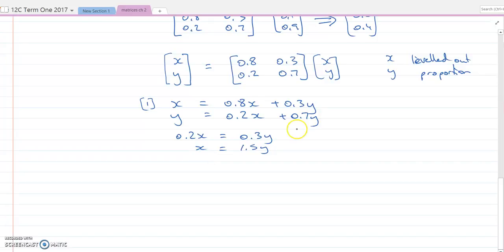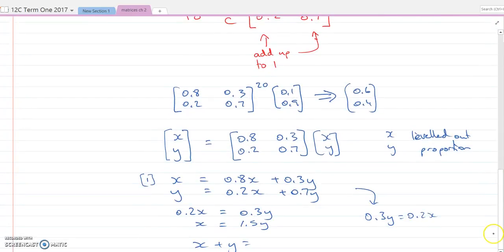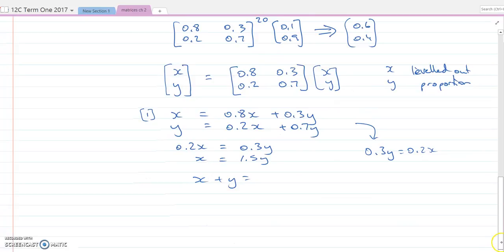And do I get the same thing with the other equation? Let's just check. 0.3y equals 0.2x. Okay, look, that's exactly the same. Anyway, important thing, what do x plus y have to equal? If you go back up here, what did we say? Well, we said the columns have to add up to 1, but of course x and y, if they're proportions, and Clinton and Trump are the only choices, it has to add up to 100%. It has to add up to 1.